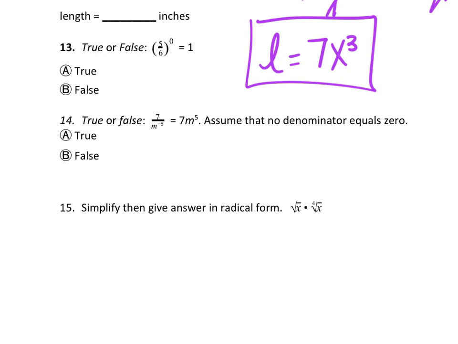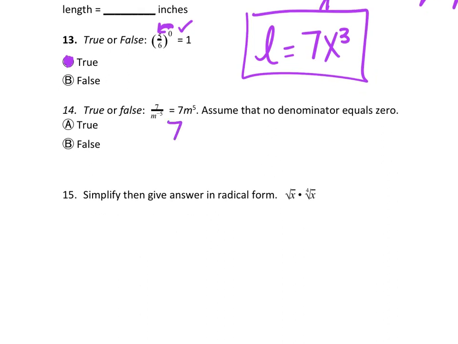Okay, 13. Anything to the 0 power does equal 1 if it only includes the numbers that are in parentheses or directly in front of it. So that will be true. And then this one, if I had 7 over m to the negative fifth, I would want to move the m to the negative fifth to the top and make that positive. So that is true.